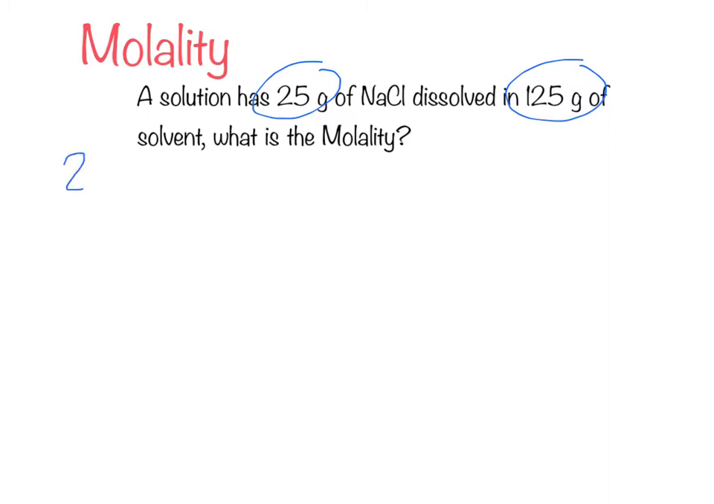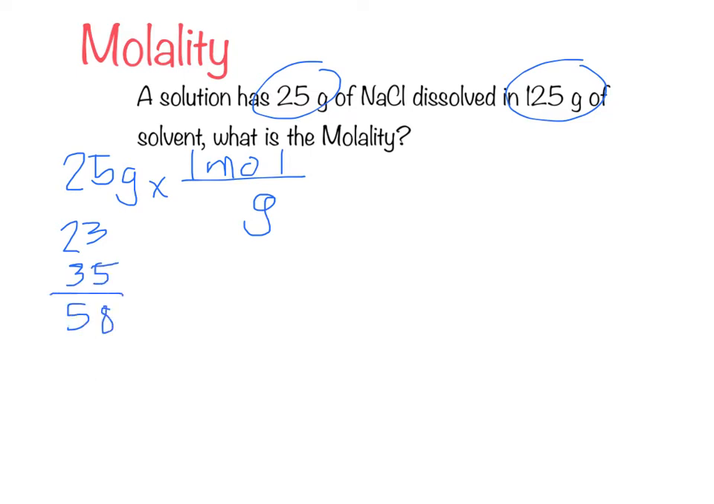So we're going to take the 25 grams of NaCl and convert it to moles. So we'll put grams on the bottom under 1 mole, and we find the number of grams per mole by taking the NaCl. Na is about 23, Cl is about 35. When you add them together, you get 58 grams per mole. So we will then have 0.43 moles of solute.